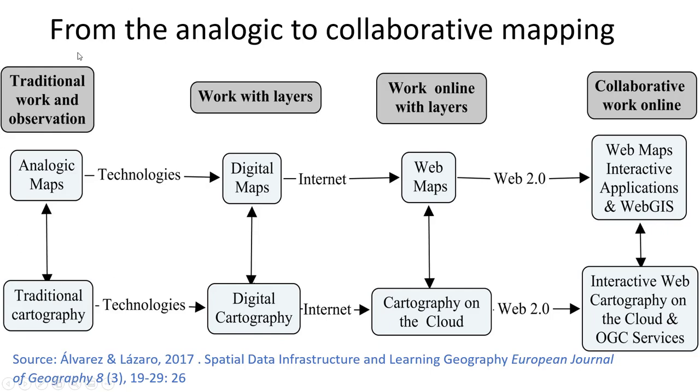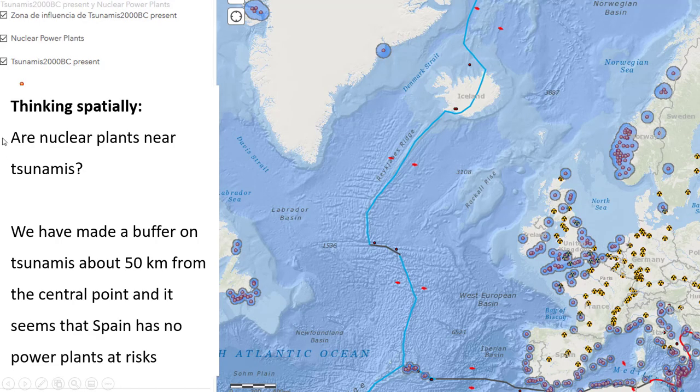Geotechnologies have significantly changed the way maps are made, from traditional analog maps to collaborative mapping and web GIS applications. It is possible to add layers of data from different sources to the same map. We can also ask questions from the map. For example, are nuclear plants located near tsunami areas? These blue buffers show us the extent of tsunamis and the power plants which are located very close to them. These are power plants at risk.